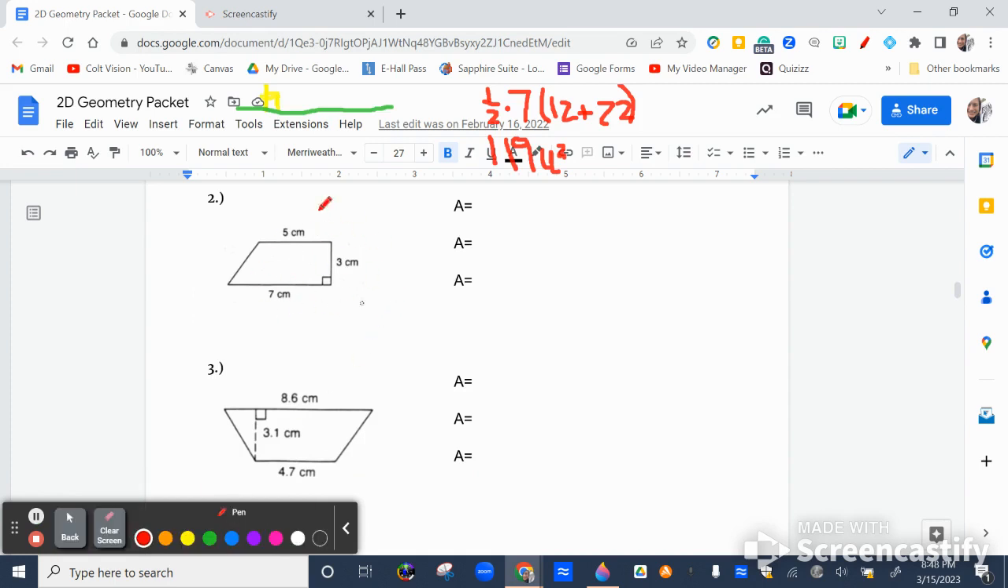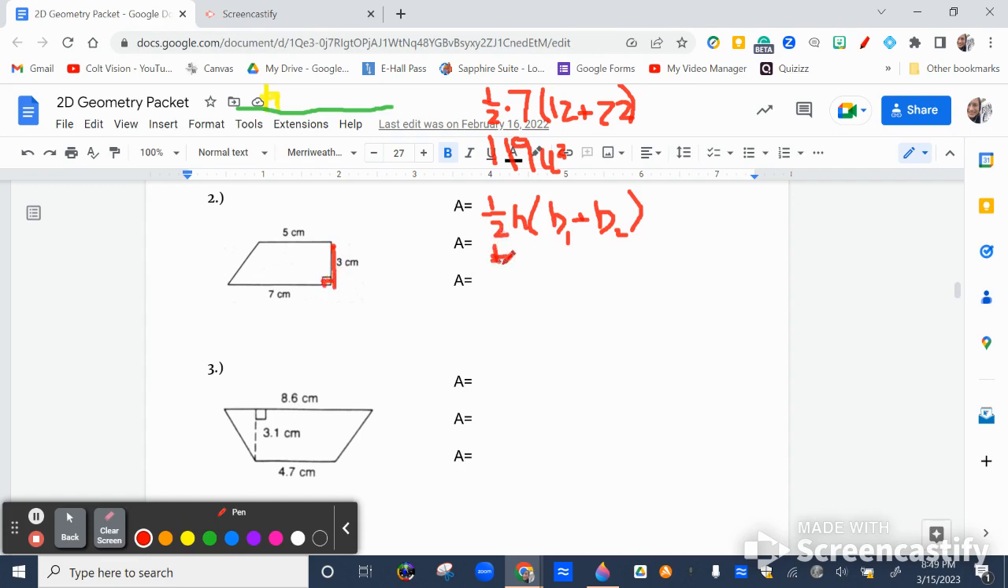So don't let a trapezoid like this fool you. It's still a trapezoid because it only has 2 parallel sides, and the other sides of this quadrilateral are not parallel, so it's still a trapezoid. And it's the same formula. So when I substitute in, again, the height is the perpendicular distance between the 2 parallel sides. So that's 3.